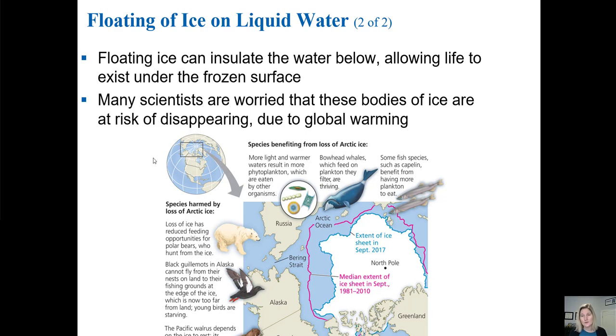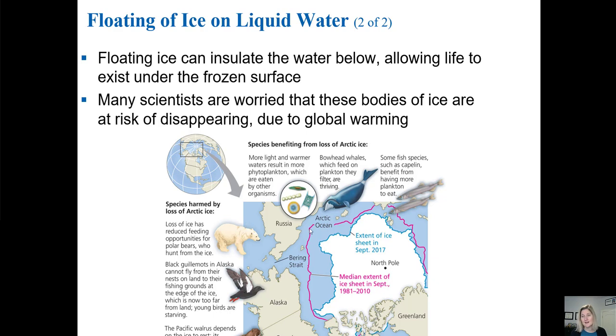So things like the Arctic region are very vulnerable to changes in temperature because it's always right around freezing. So if the temperature is more towards above freezing, then the ice is going to melt and the water is going to become more dense. If it's below freezing, then of course it's going to be less dense. And it affects all the living things that depend on having ice there.